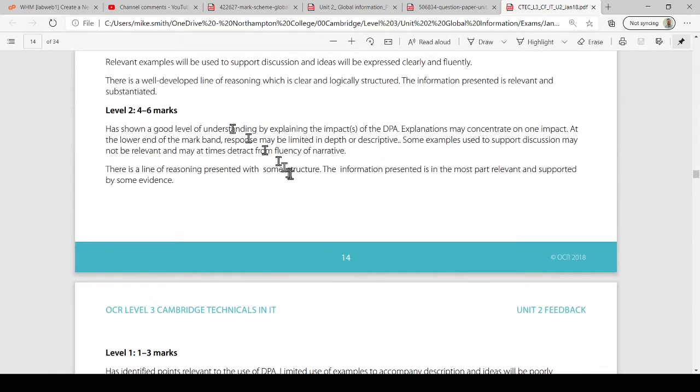If we look up to the level 2 mark band, there's more of a demonstration in your answer that you know what the question is asking you. You understand the impacts of the Data Protection Act. Your explanations are pretty solid, but you may only have mentioned one major impact, but you have been quite descriptive. You've gone into some depth with your answer. You've got some examples to support what it is you're trying to say. But occasionally it may be slightly off topic, or the examples might not be the best. So you're kind of stuck at this middle level 2 mark band structure.